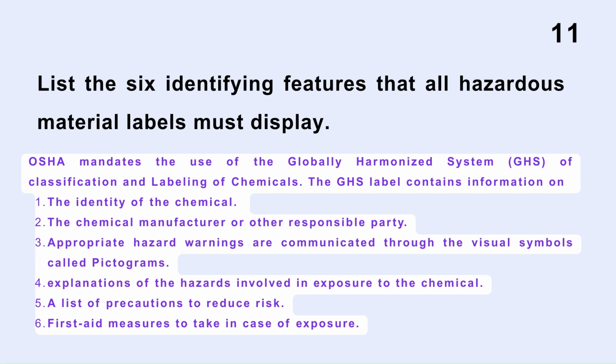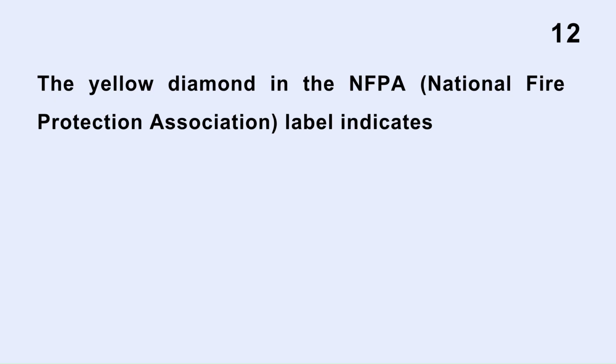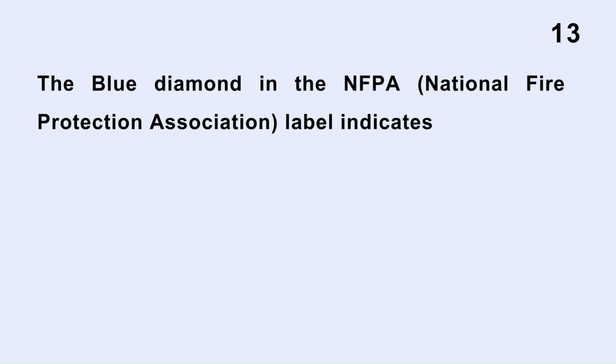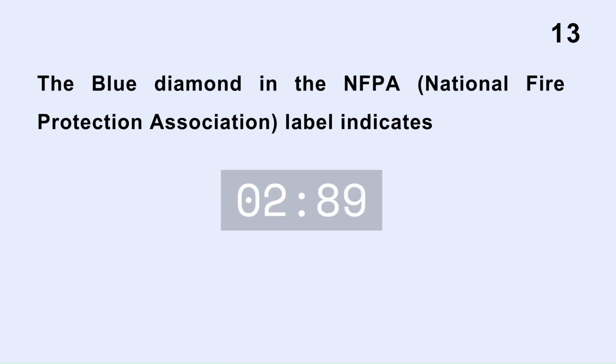Appropriate hazard warnings are communicated through the visual symbols called pictograms. Explanations of the hazards involved in exposure to the chemical. A list of precautions to reduce risk. First aid measures to take in case of exposure. Number 12. The yellow diamond in the NFPA, National Fire Protection Association, label indicates reactivity warning.